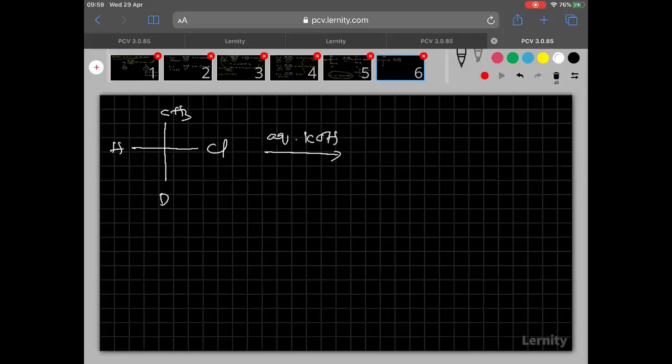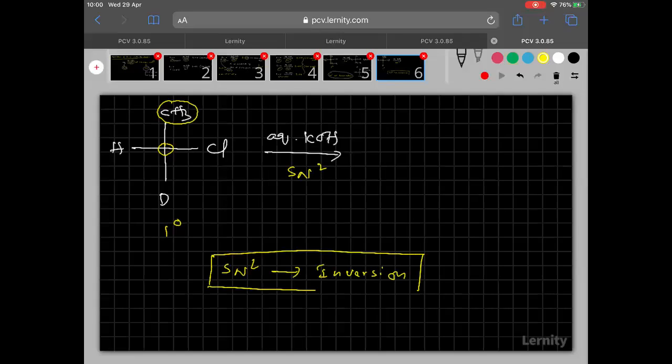Here, for that, we have to know whether the alkyl halide is primary, secondary or tertiary. See clearly, the halogen bonded carbon is this one. It is bonded to only one other carbon. Therefore, this is a primary alkyl halide. Primary alkyl halide with aqueous KOH follows which mechanism? SN2 mechanism. And I think you know SN2 leads to what? Inversion, 100% inversion.